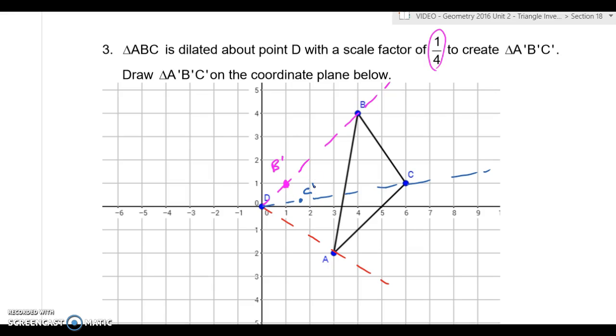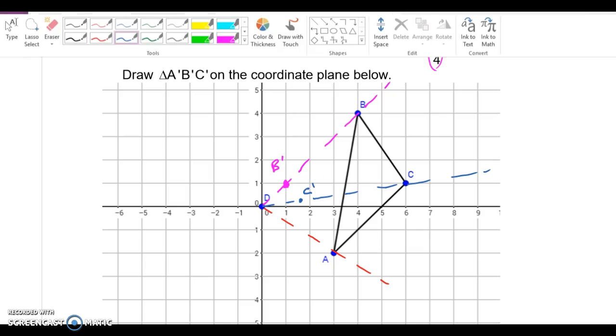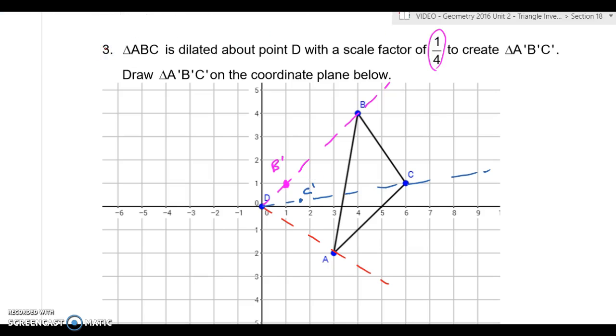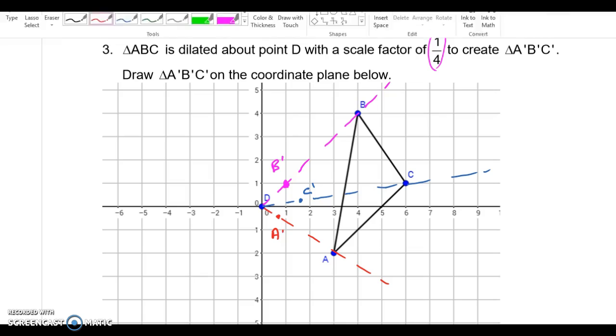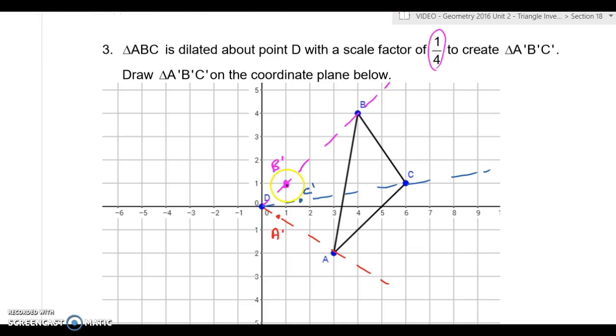So that's C prime. And do the same thing for A, but this time I'm going to use the y-coordinate. So the y-coordinate is -2. I'm going to take 1/4 of that, so that's -1/2. So I'm looking for where y is -1/2, and that's somewhere around there. So that's going to be A prime. And now once I have those points, I can connect them. And that gives me my image.